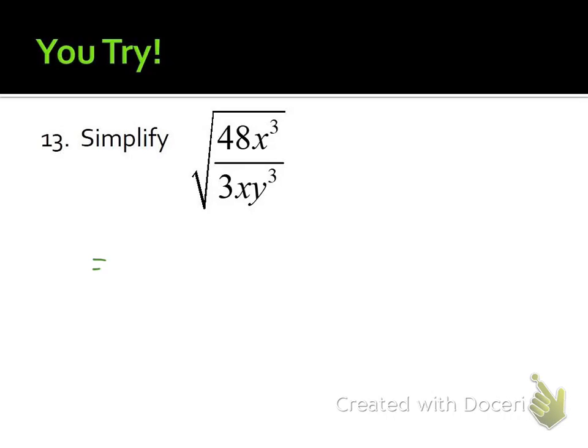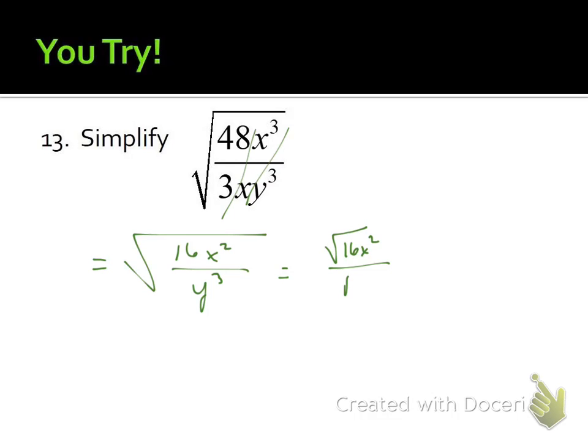Okay, so like I said, simplify the fraction first. This is a square root. So 48 over 3. 3 will go into 48. That will divide out to get 16. Now your x's. 3 minus 1 is 2, so x squared goes in the numerator. And then you get y to the 3rd down here. So now you're going to split this up into the square root of 16x squared over the square root of y to the 3rd.